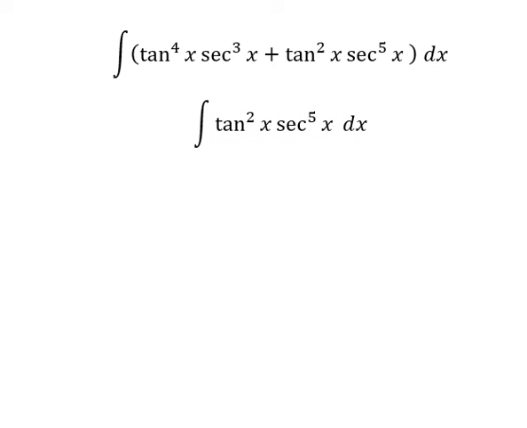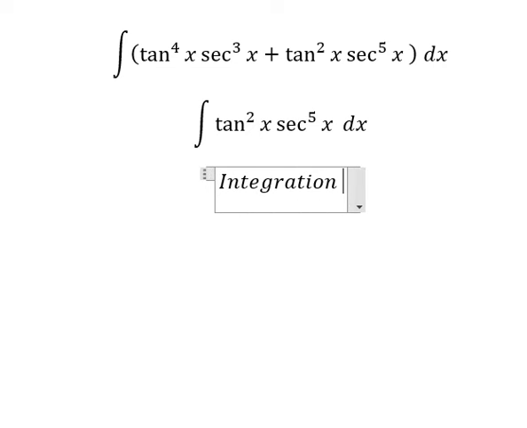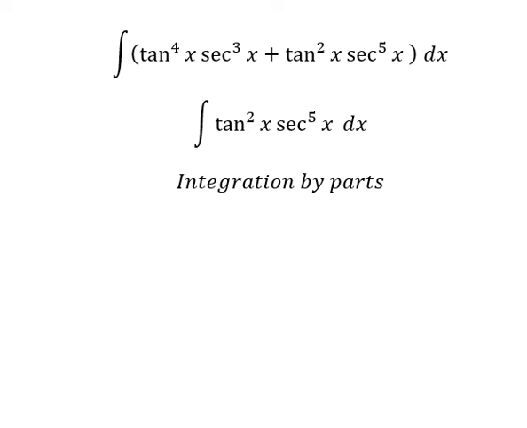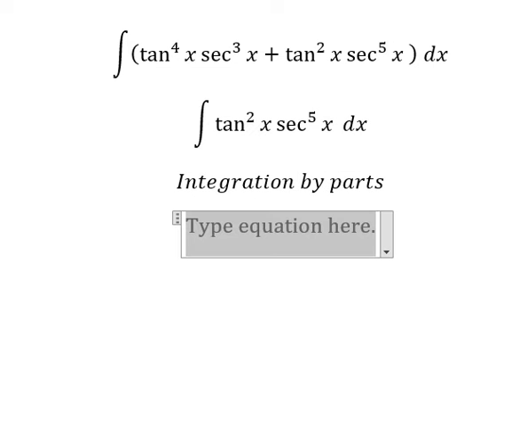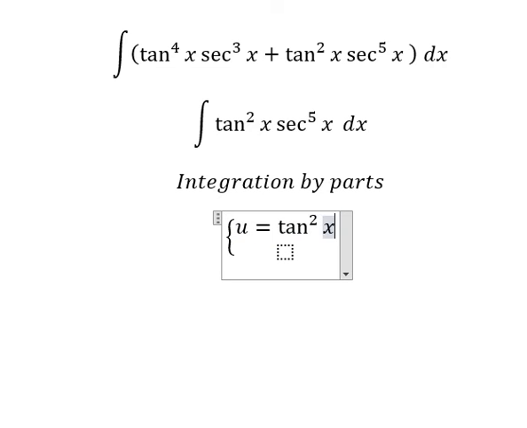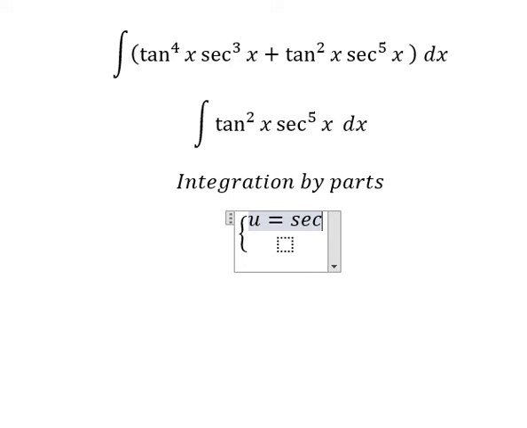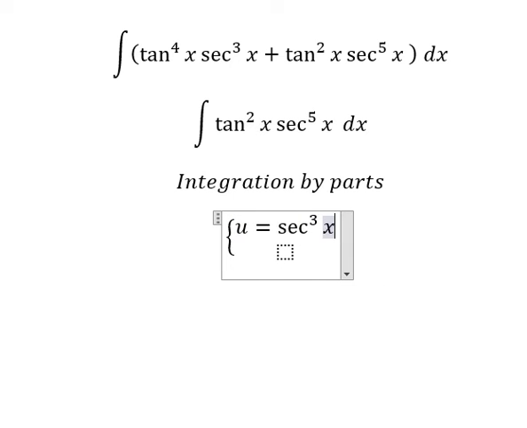So for this one I can use integration by parts. So I will put u equals tan s squared secant of s squared. I will concentrate on secant of s to the power of 3.